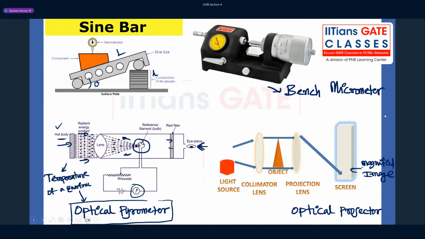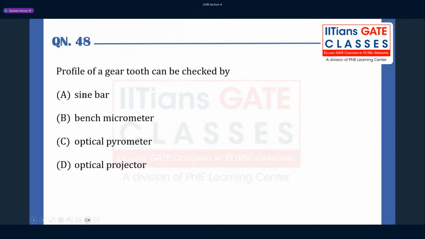So hence you come back and see the question, what is the answer? Profile of gear tooth can be measured by. Sine bar, no. Bench micrometer, no. Optical pyrometer is for temperature. So the only relevant option is optical projector, through which you can easily test the profile of a gear tooth.